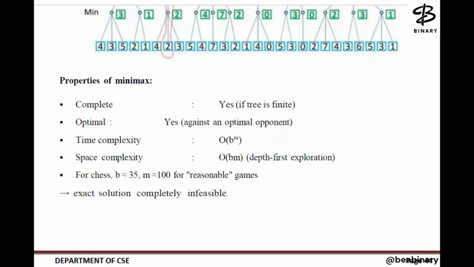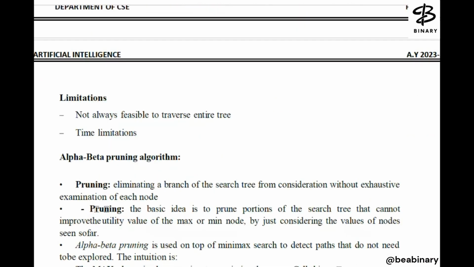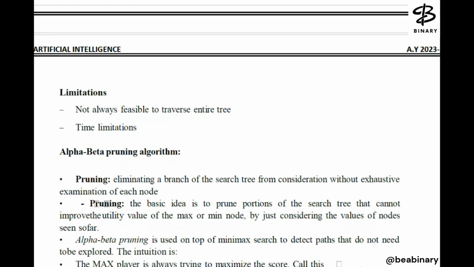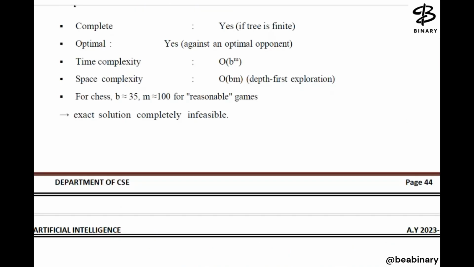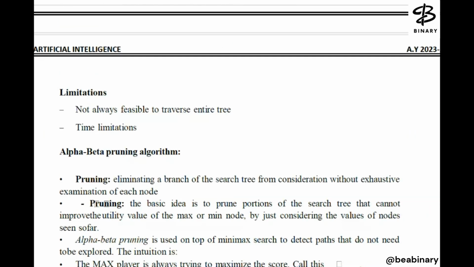And for chess, we can say that if the branching factor is 35 and m is 100 for reasonable games, the exact solution is completely infeasible. So here again, the exact solution will not be there. It is not always feasible to traverse the entire tree when the branching factor is 35 and the depth approximates 100. So there will definitely be a limitation when the problem is very big, and time limitations are there, because here we need to traverse the complete tree.